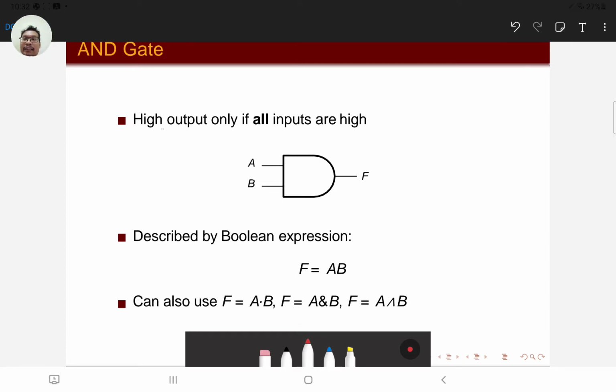Basically, in the AND gate, we have a high output only if all the inputs are high. It is described by the following Boolean equation: f equals ab. We can also represent the AND gate by a dot b. A and b is typically used in programming, and then also in set theory. But typically in Boolean algebra we use f equals ab, and here is the symbol.